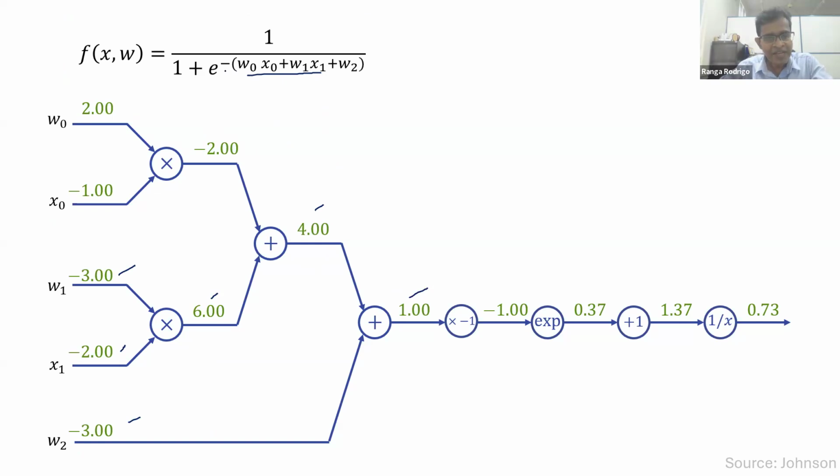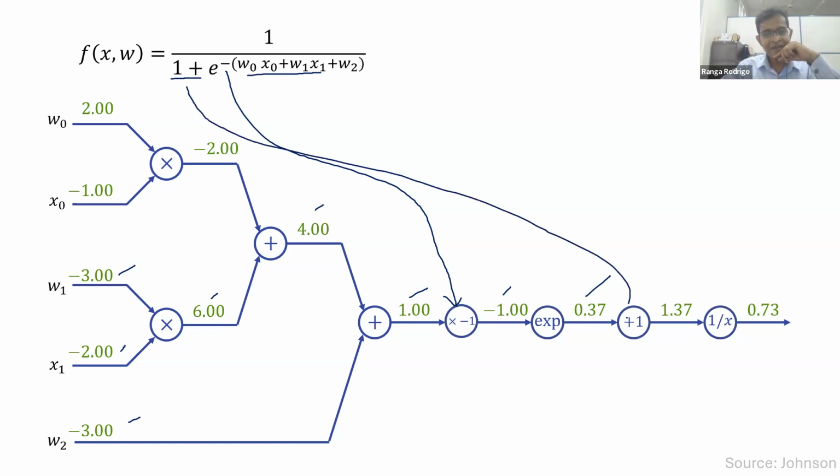And then you have to negate that. This minus sign is this one multiplied by minus 1, and you get minus 1 there. And raise it to e to the power. e to the power of minus 1 is 0.37. You can use the calculator and compute that. And then add 1 to that, you get 1.37, and then take 1 over this. This 1 over thing is this one, and 1 over 1.37 is 0.73. So this is the forward pass through that computational graph.